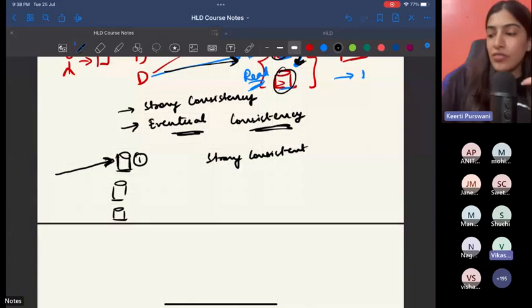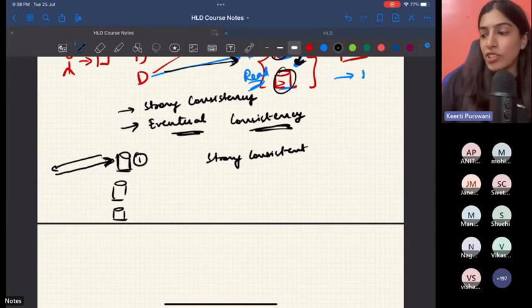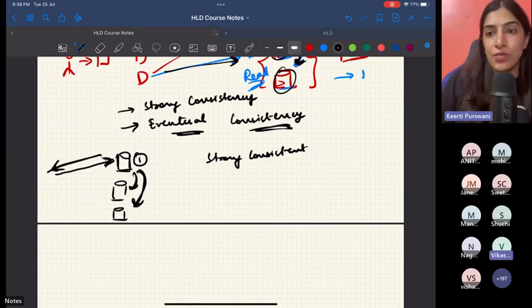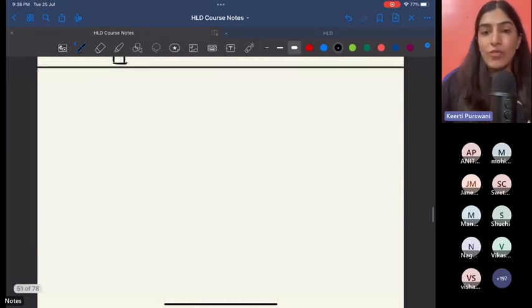Before even acknowledging that I have written it properly, what am I going to do? I'm going to sync it. Without making sure that the databases are synced, I am not going to respond saying that the write is successful. And if the sync fails for some reason, maybe I will just respond with failure and roll back to the original value. You understand? If I want strong consistency, this is what is happening.